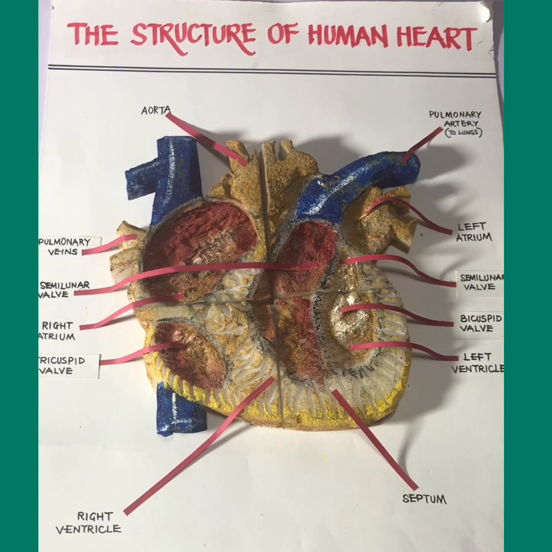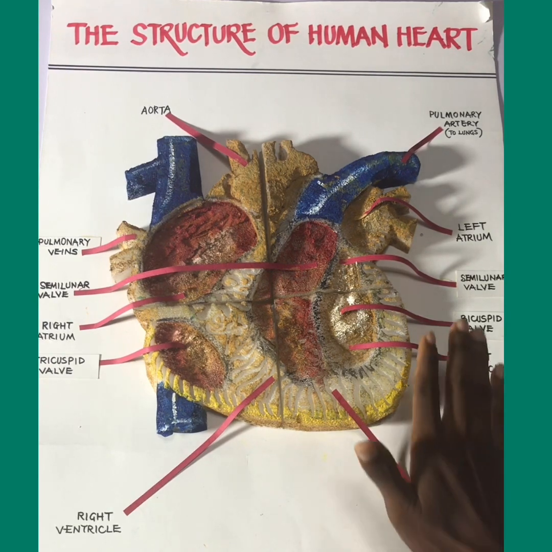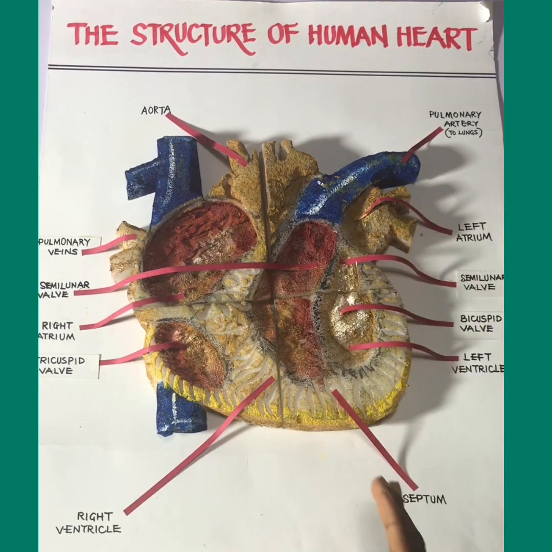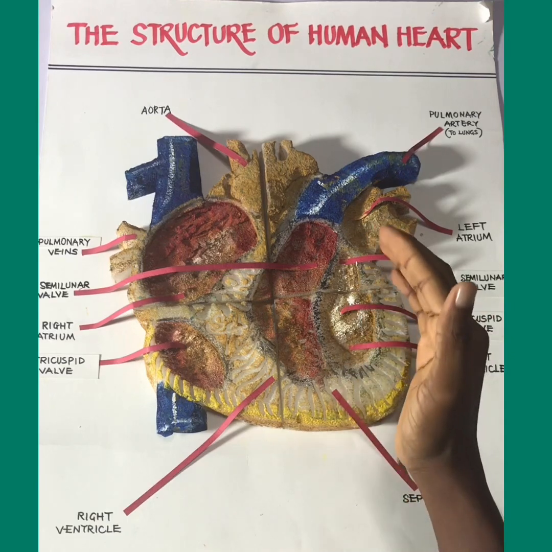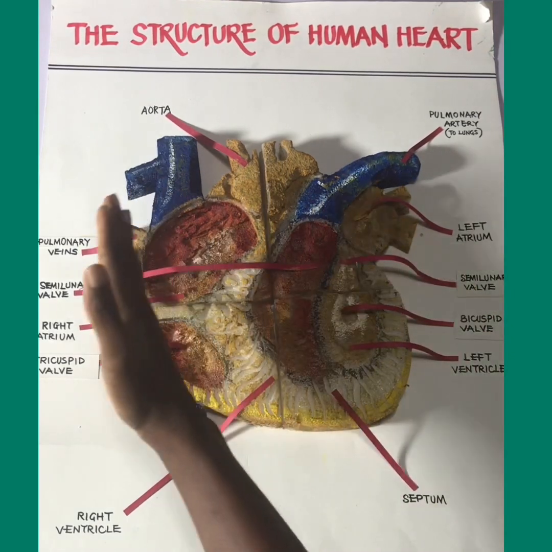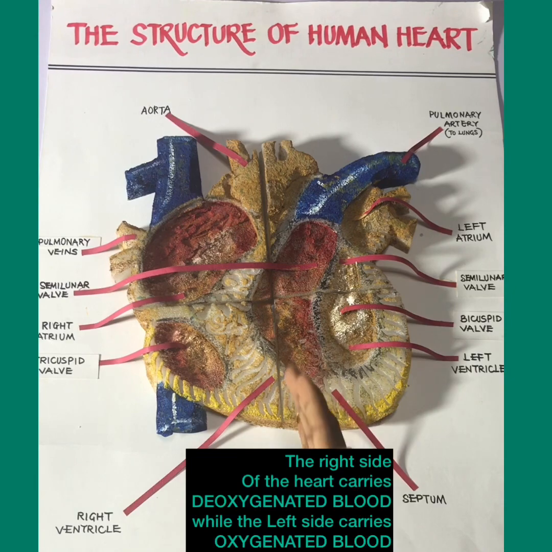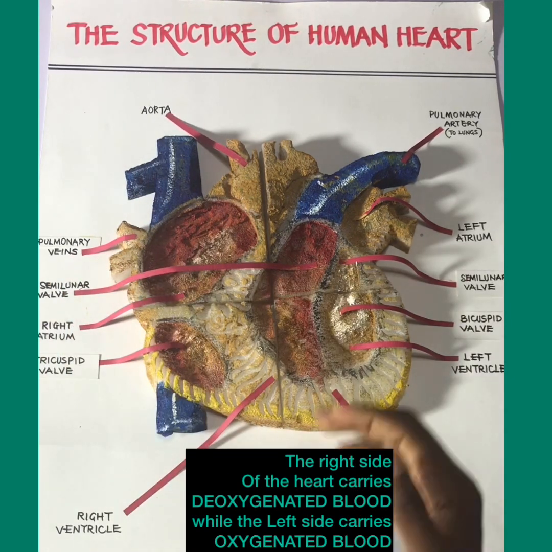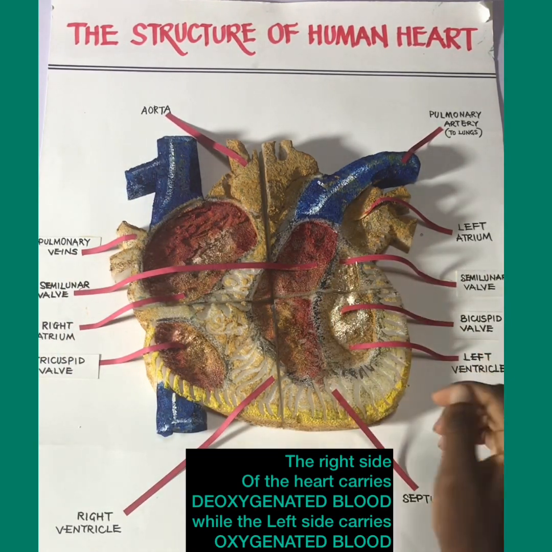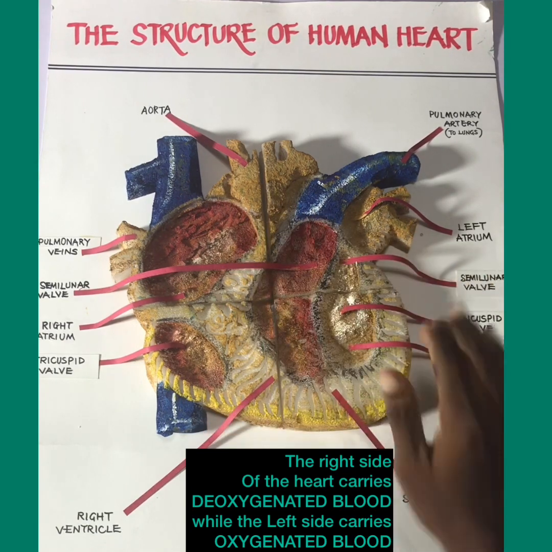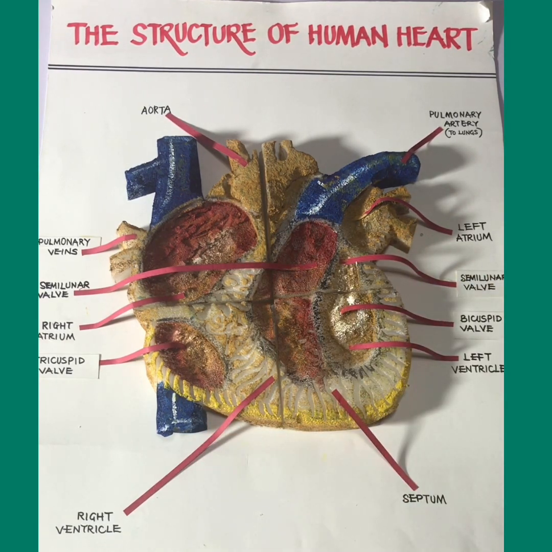Then I need you to understand one thing again. What is that thing that needs to be understood? After knowing the various parts of the structure of the human heart, you should understand that the right hand side of the heart always carries deoxygenated blood, while the left hand side of the heart always carries oxygenated blood. As we know, blood is said to be oxygenated when it is rich in oxygen, and deoxygenated when it is deficient in oxygen.